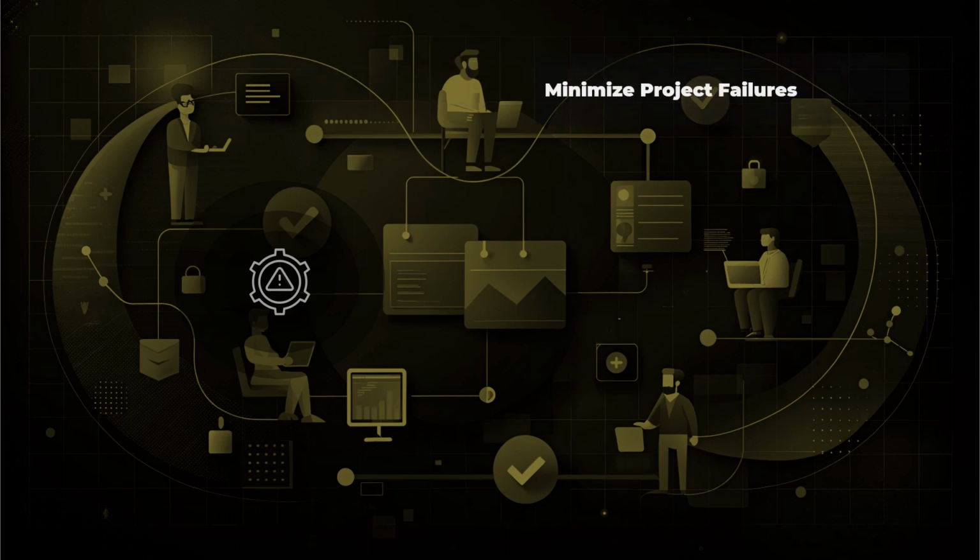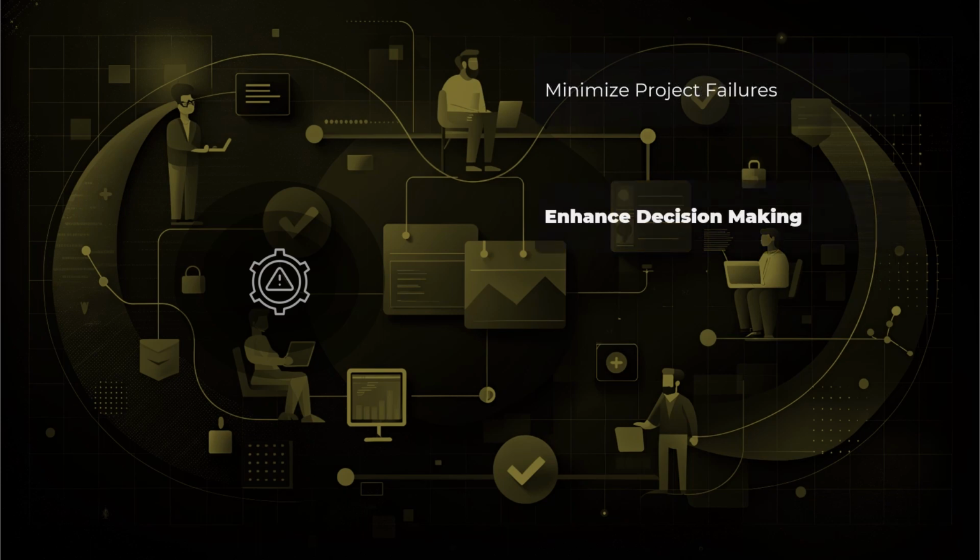Minimize project failures. Effective risk management helps in identifying potential threats and uncertainties that may lead to project failures. By assessing and mitigating these risks early in the project lifecycle, organizations can significantly reduce the likelihood of project delays, budget overruns, or outright failures. This proactive approach ensures that potential issues are addressed before they escalate into significant problems, thereby safeguarding the project's success.